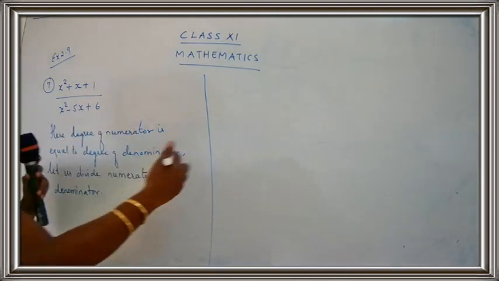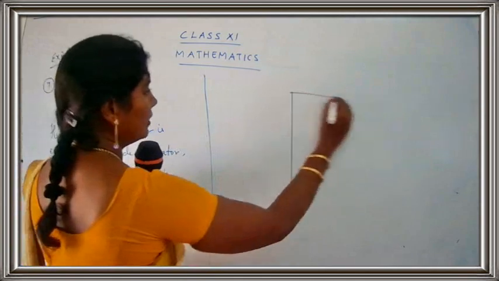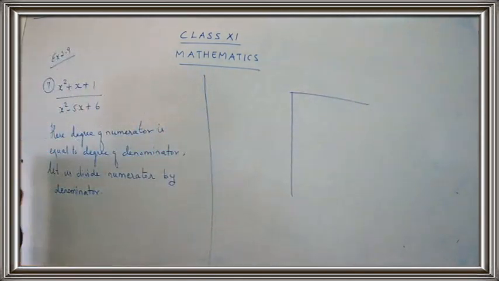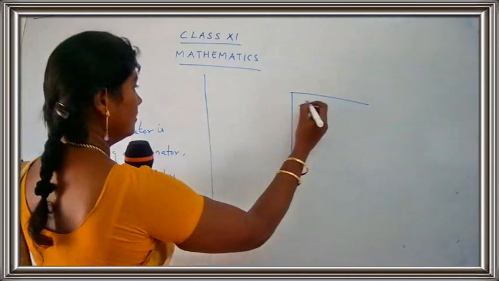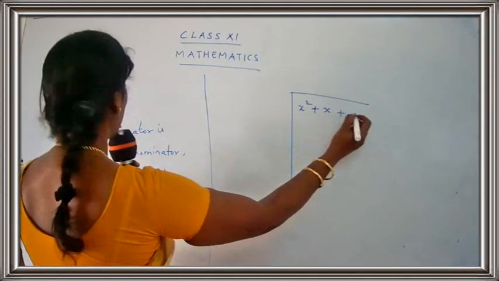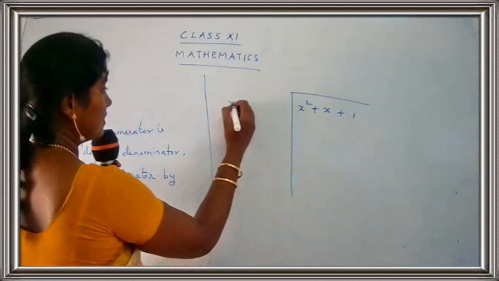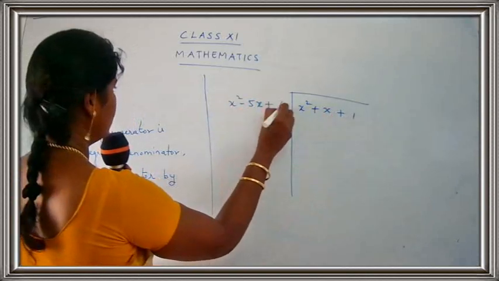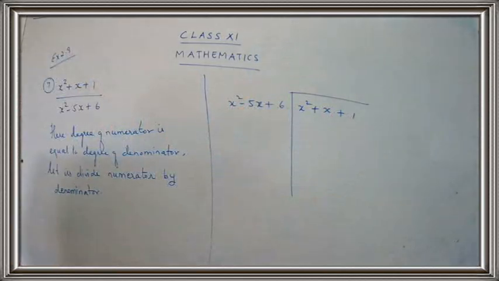I'll do the division that side. So I'm going to divide the numerator by the denominator. So put the numerator inside and take the denominator outside. Remember, the denominator is always going to come out. So you have to write down here the numerator inside, x square plus x plus 1, and the denominator outside, x square minus 5x plus 6. So let's go for the division.